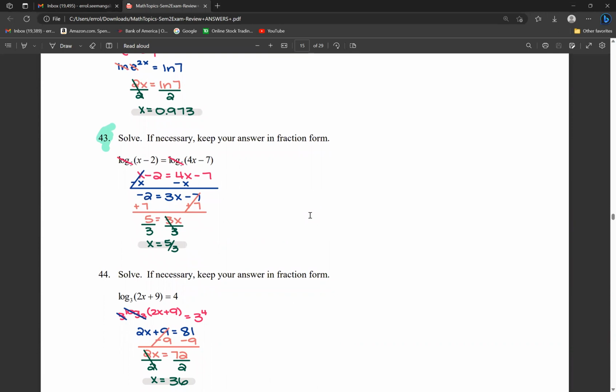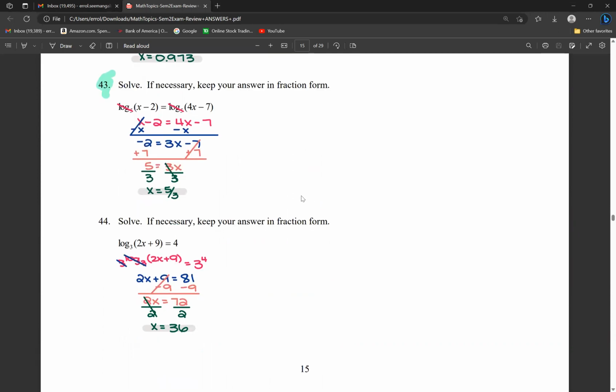Okay, so what do they do here? They divided both sides by log 5. And then solve for x. 43. You good with 43? Yes. All right.